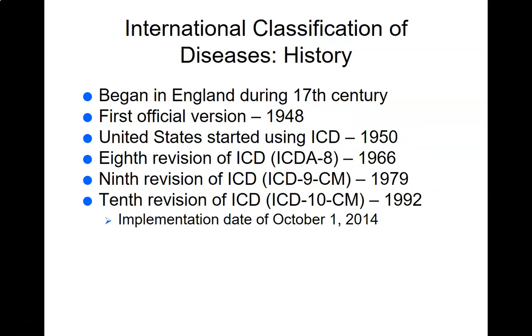International Classification of Diseases history. ICD began in England during the 17th century. The first official version was in 1948. The United States started using ICD in 1950. The 8th revision of ICD, ICD-8, was in 1966. The 9th revision of ICD, which is the ICD-9-CM, was in 1979. The 10th revision of ICD, which is the ICD-10-CM, was in 1992, but was not implemented in the United States until October 1st of 2014.